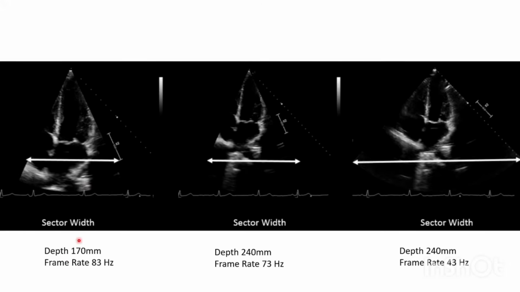We should also note that the depth will also affect. So with the wider sector width, the frame rate is 43 at 240 mm depth. Here at 240 mm, the same, the frame rate is 73. And here we are getting a higher frame rate when we are reducing the sector width. So the frame rate is improving. You are getting a better frame rate. So reduce the sector size, get a better frame rate.